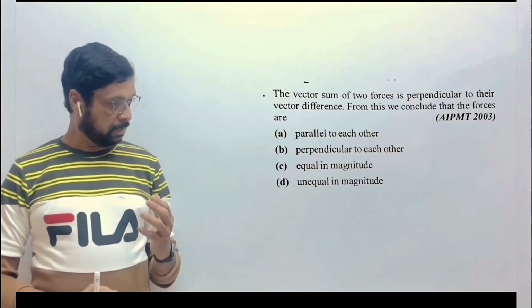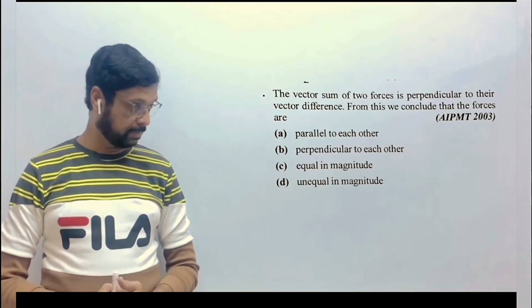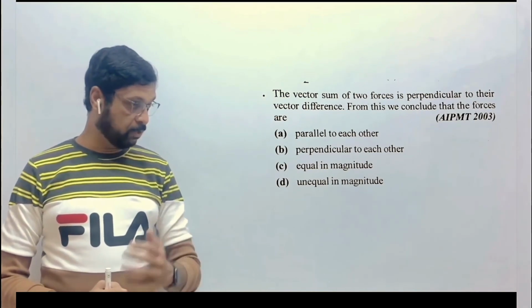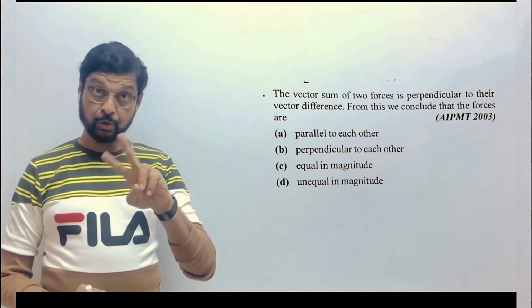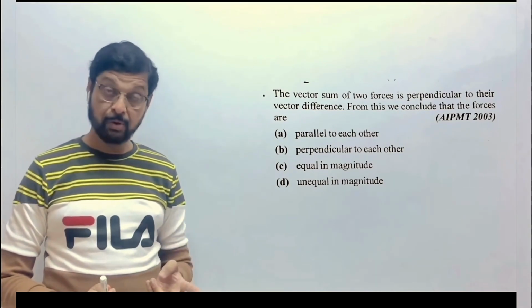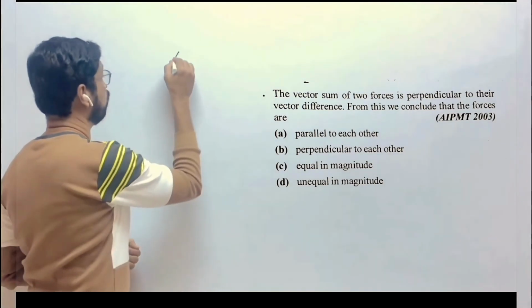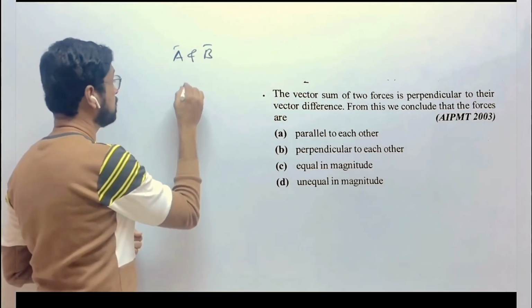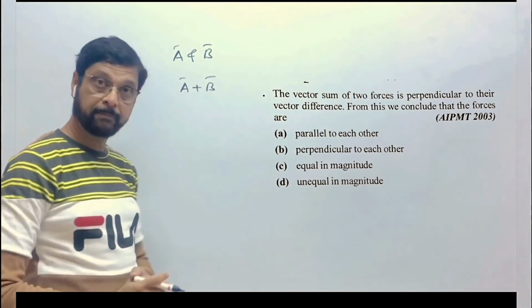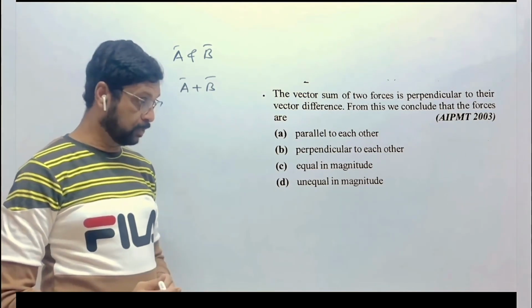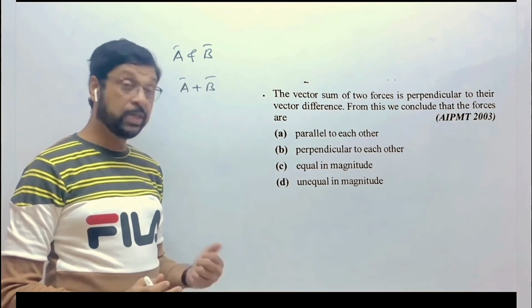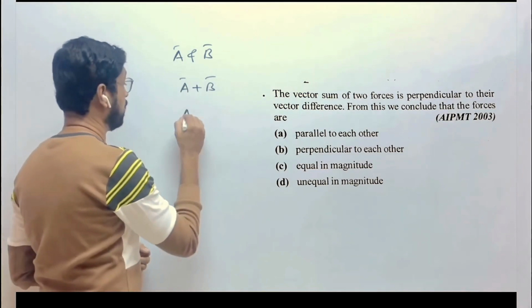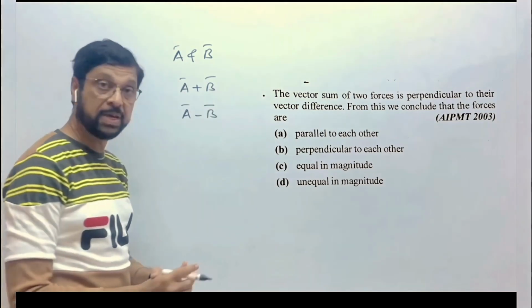Now let's move on to the next question. The question says the vector sum of two forces is perpendicular. The vector sum of two forces, वेक्टर सम मतलब, suppose if two vectors are A and B, then vector sum means A plus B. This is the vector sum of two forces, which is perpendicular to their vector difference. Vector difference means A minus B.